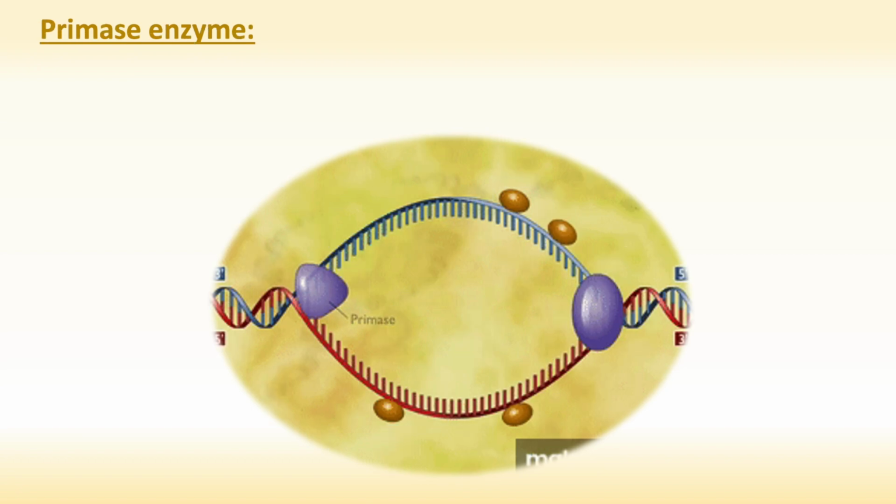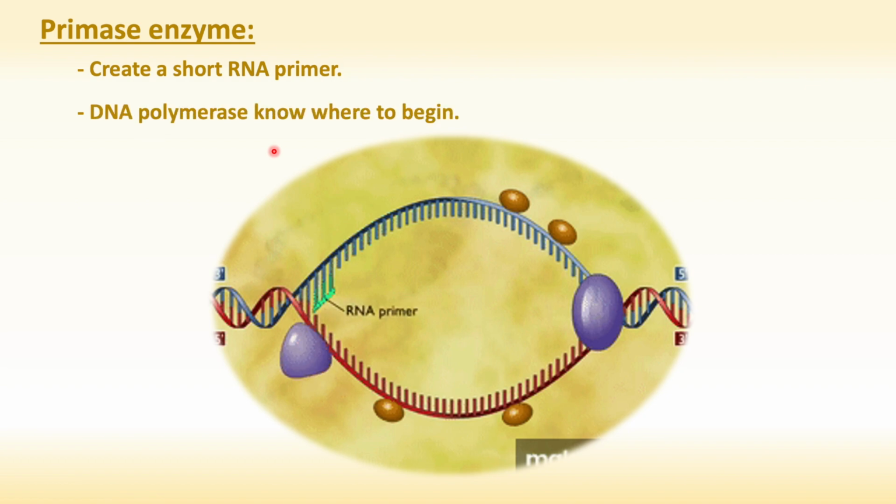And now the second enzyme, which is the primase enzyme, that helps start DNA replication. It makes short RNA pieces called primers, which give DNA polymerase a starting point to build new DNA strands. Without the primers, DNA replication couldn't begin.